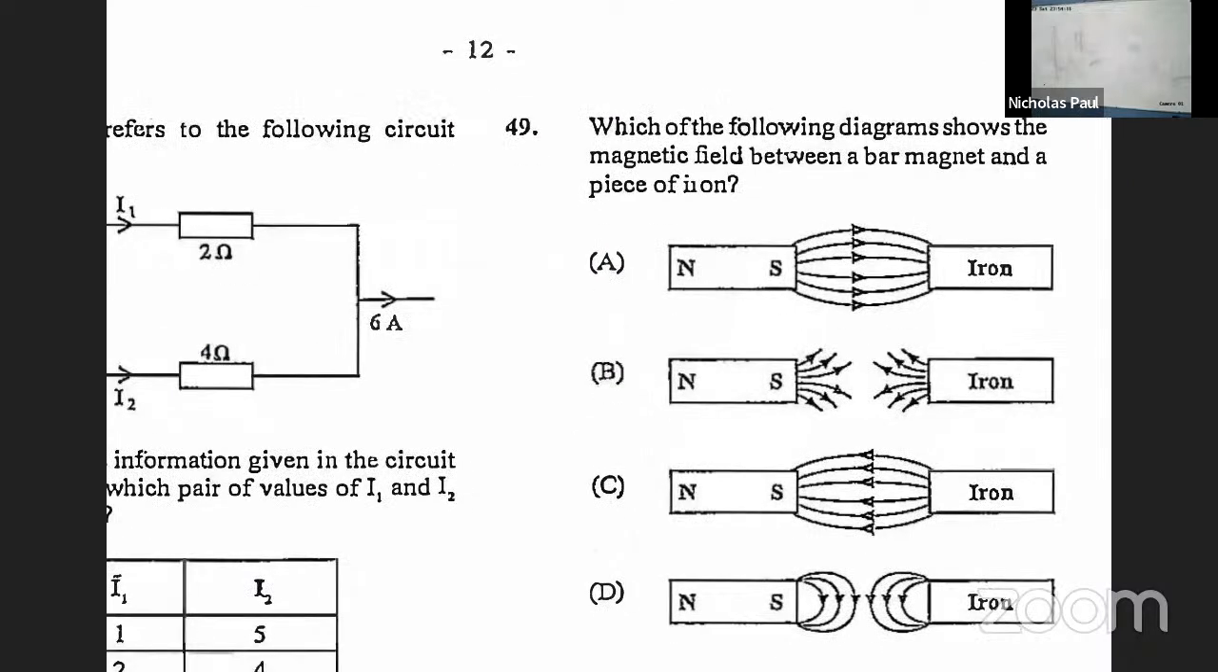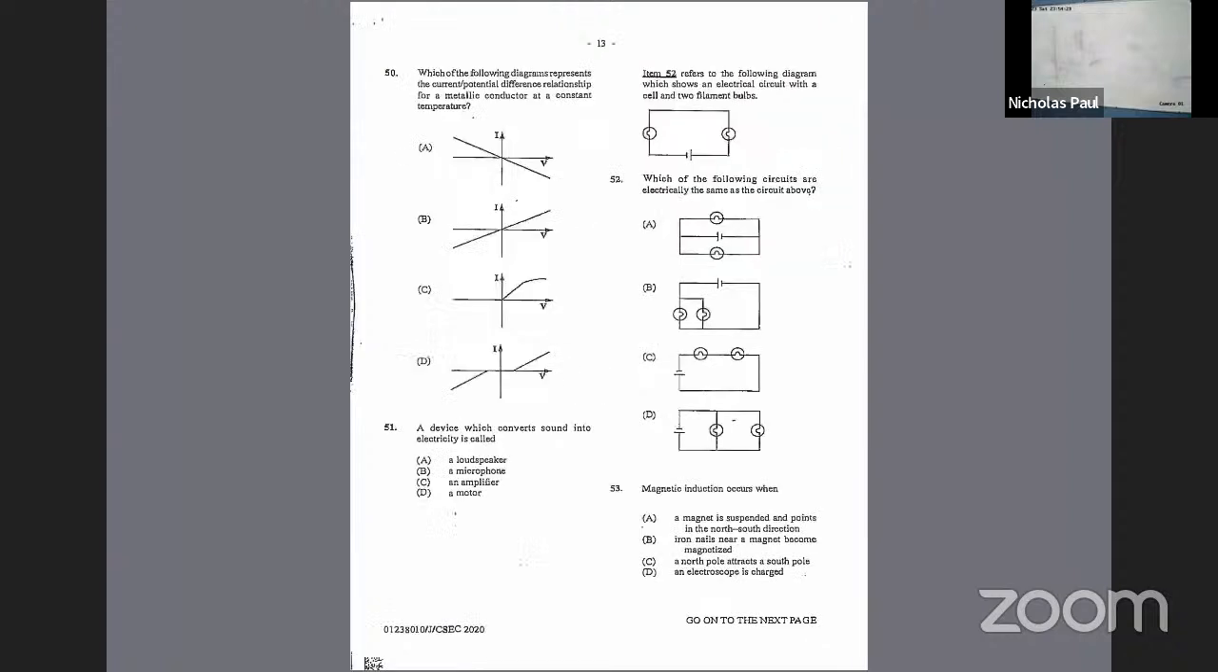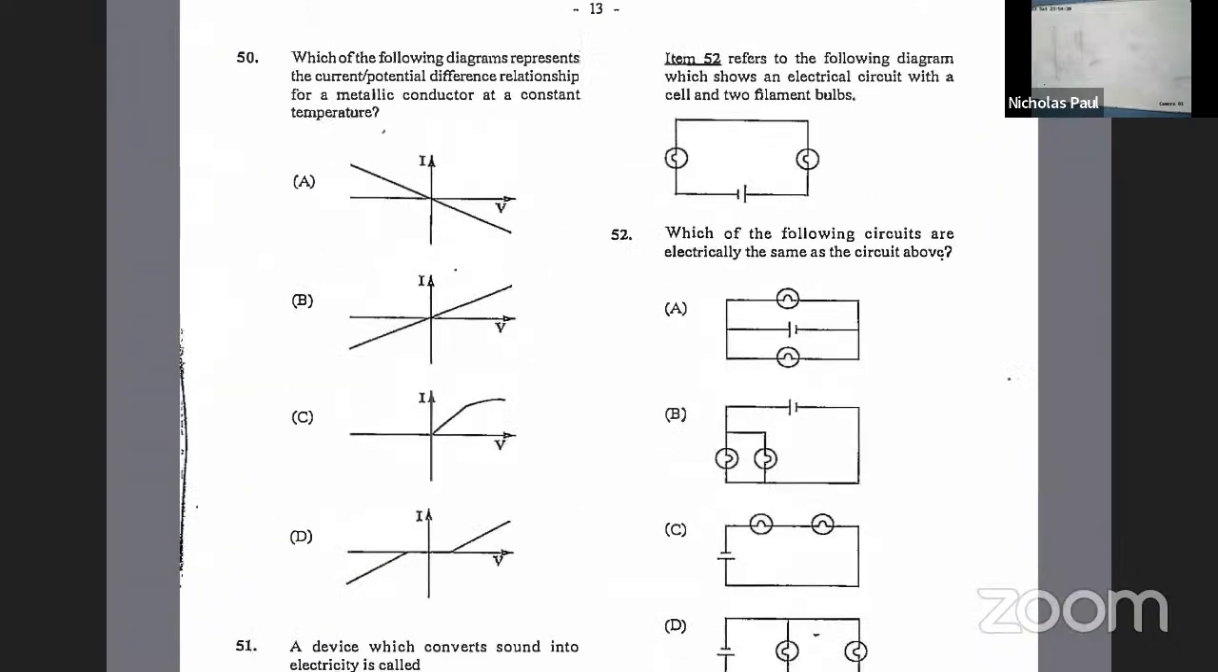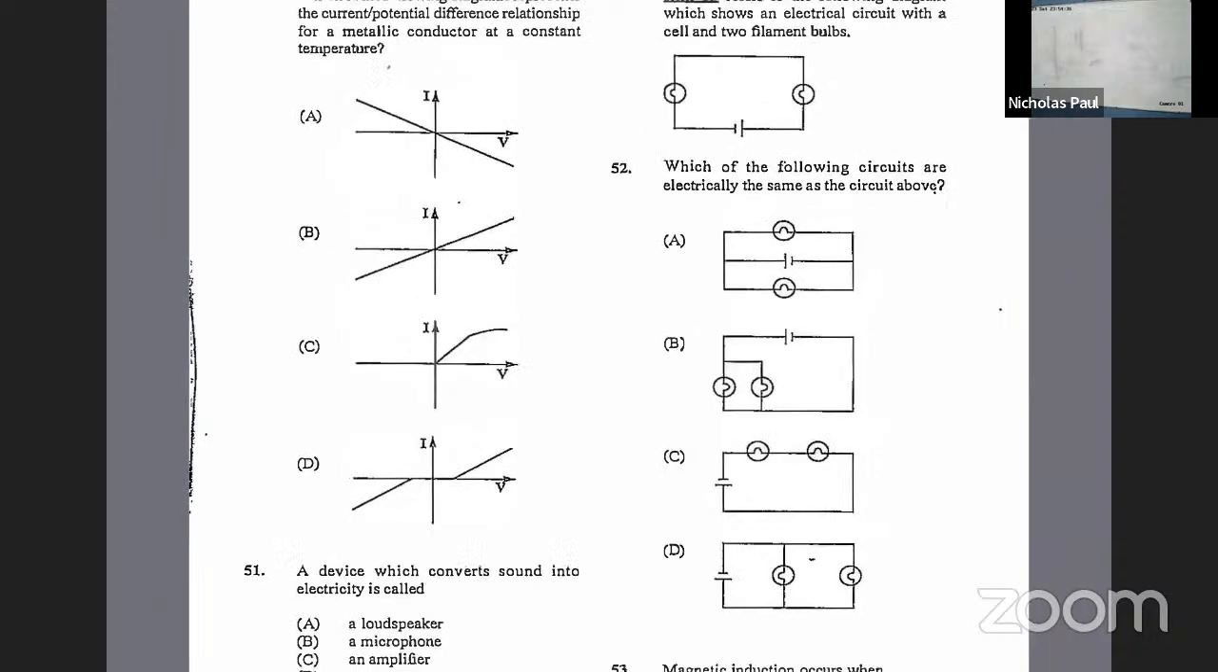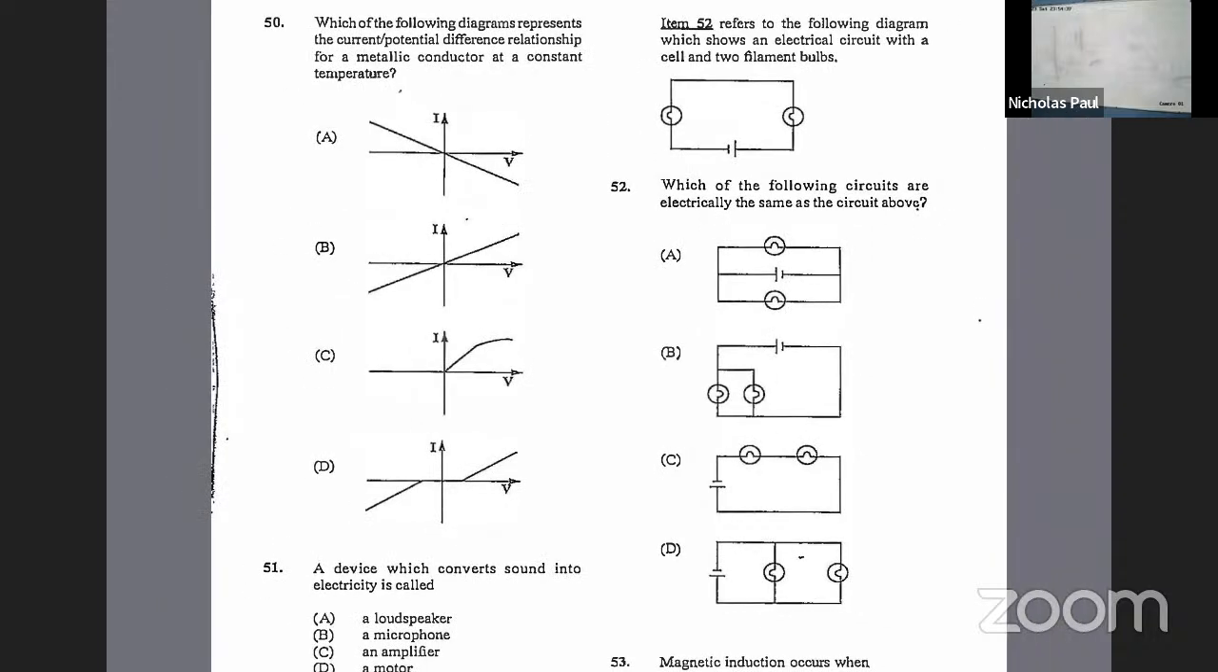Which one here looks correct? Oh, it's magnets. Sorry. Well, you should know this. I'm going to be fair and not give all of that. We did 50, 51. This one here, 52. Last one.